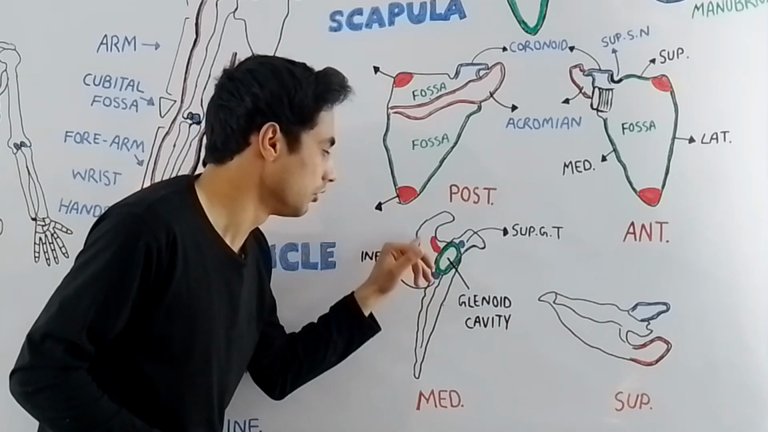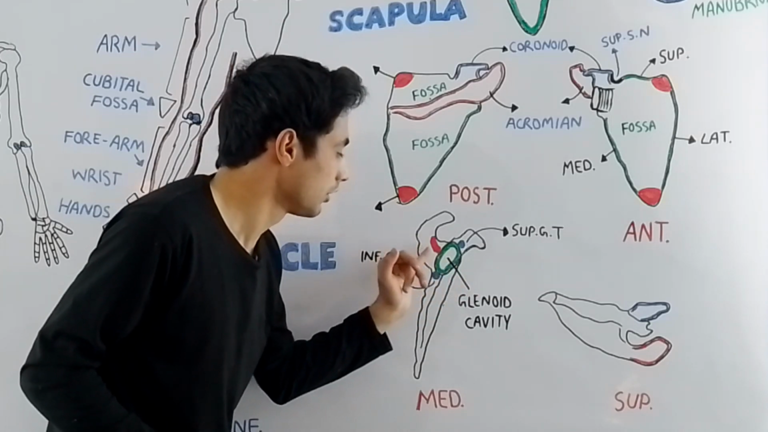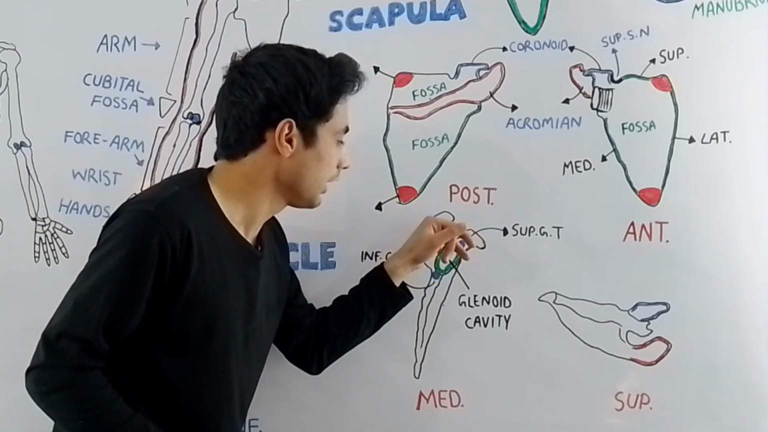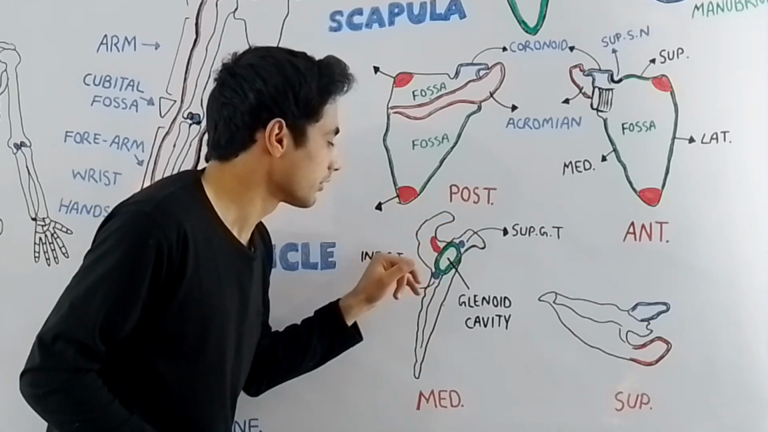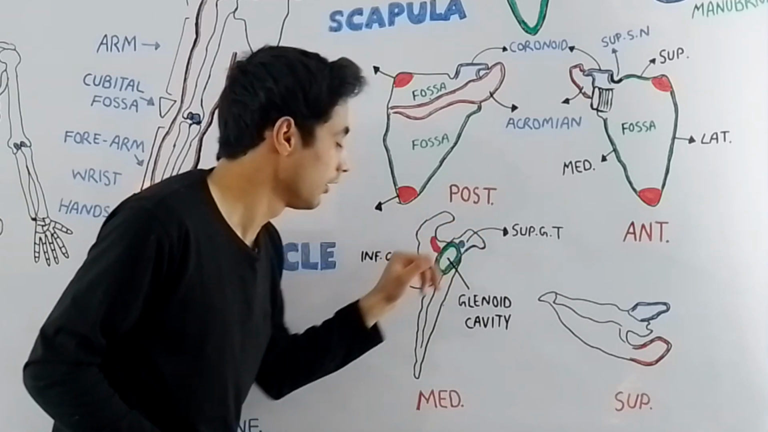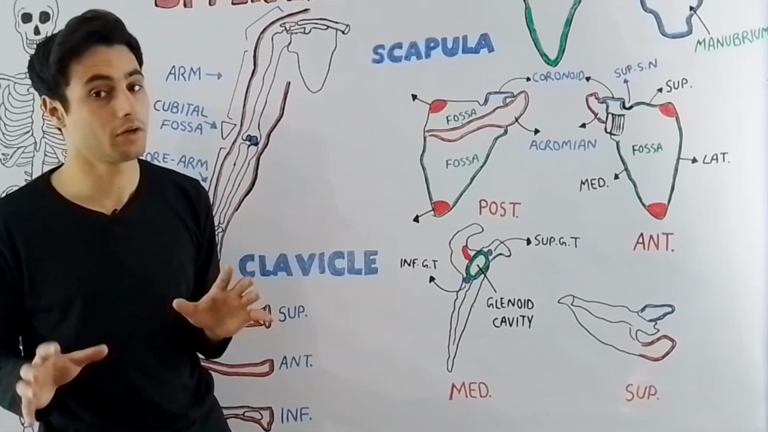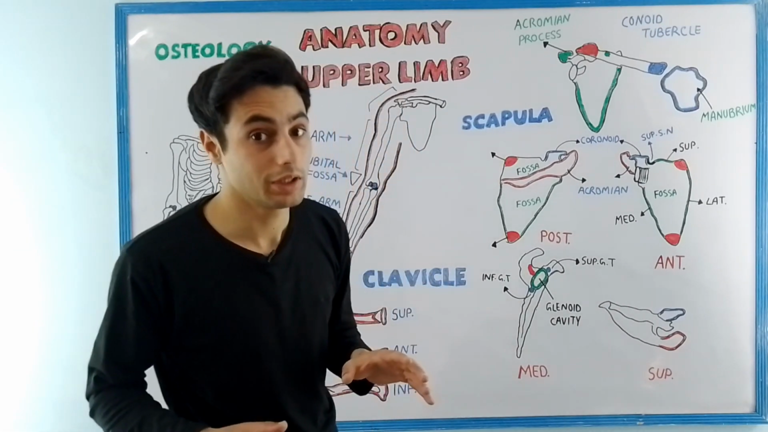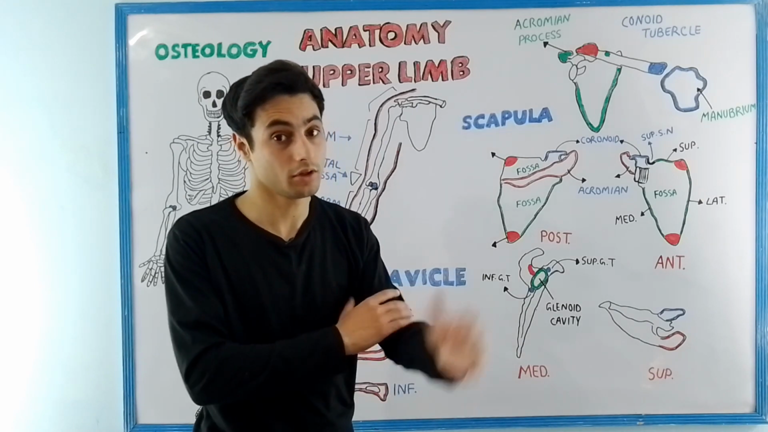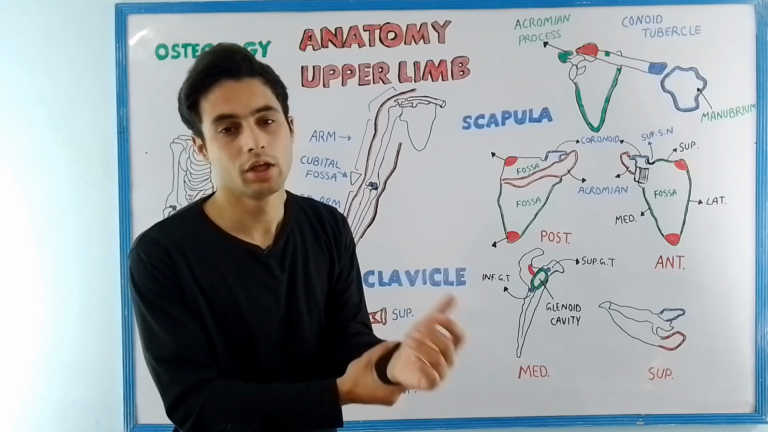There is an important notch which is known as the spinoglenoid notch, this one which I have shown with the red color, and through this notch we have the nerve passing which will connect the supraspinous fossa with the infraspinous fossa. This is all about the osteology of the clavicle and scapula. In the next video we will discuss the osteology of your arm, which includes the humerus bone, and the forearm, which includes the radius and the ulna.